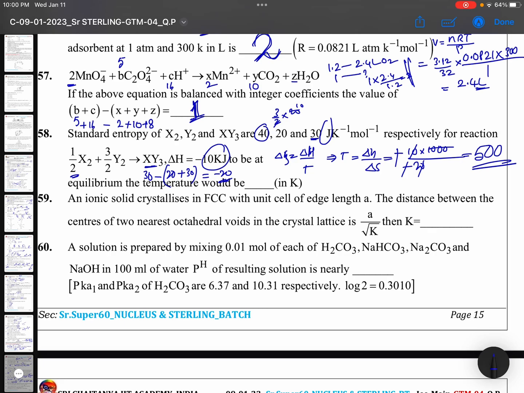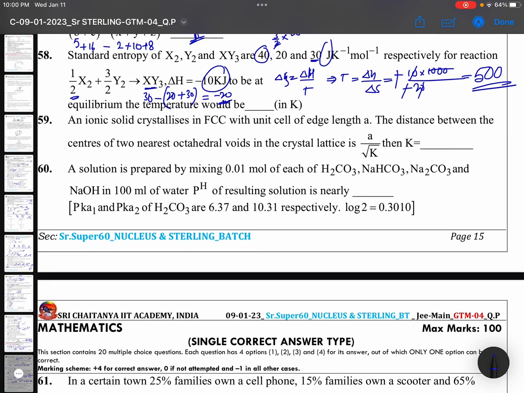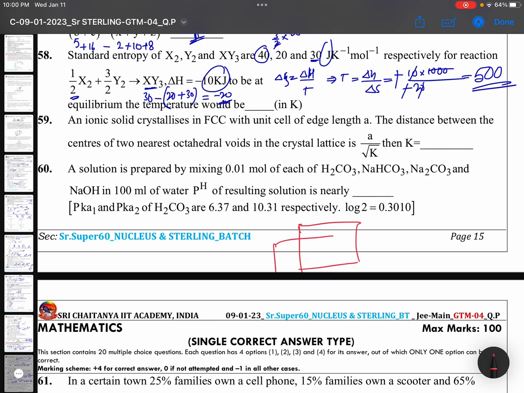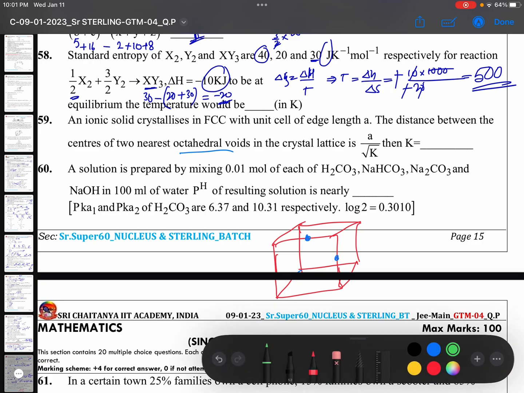This is important. An ionic solid crystallizes in an FCC unit cell with an edge length of A. The distance between the centers of 2 nearest octahedral voids in the crystal lattice. This is interesting, you see. Now this is one octahedral void. This is another, all edges are octahedral voids. So how much is this distance going to be?